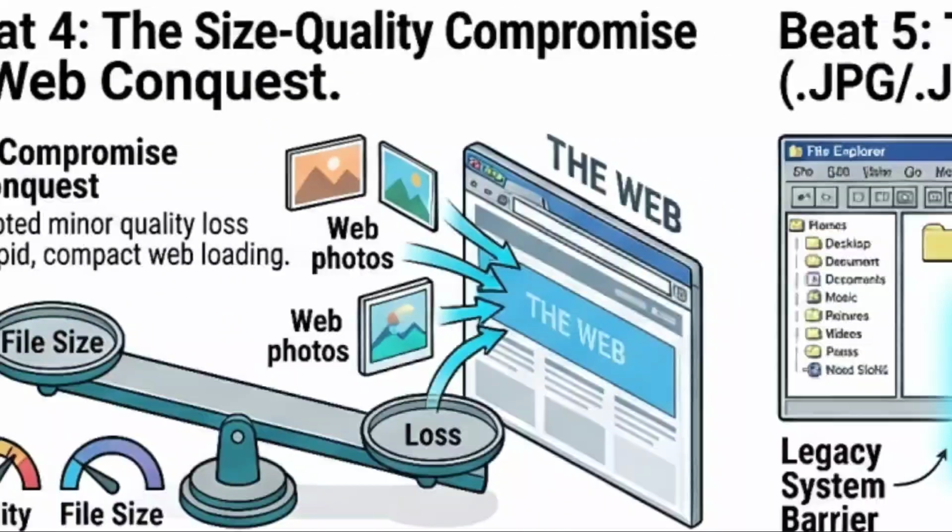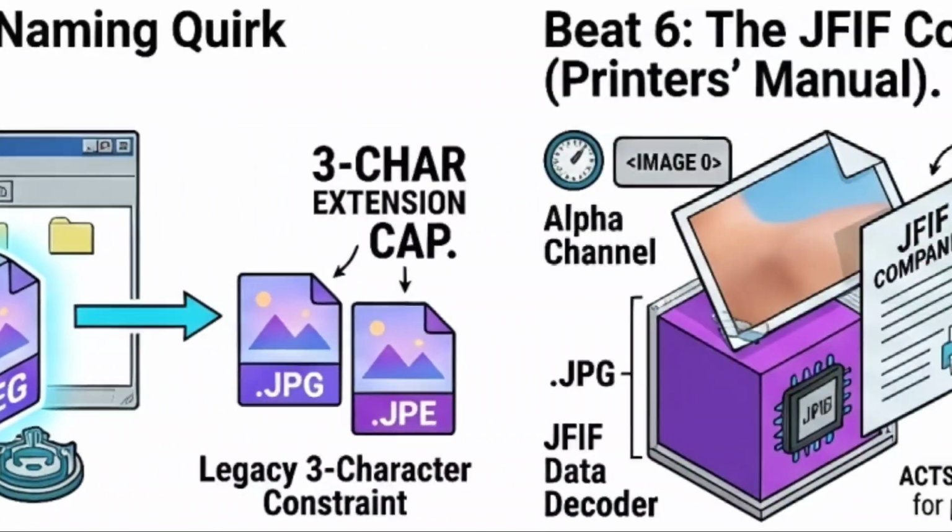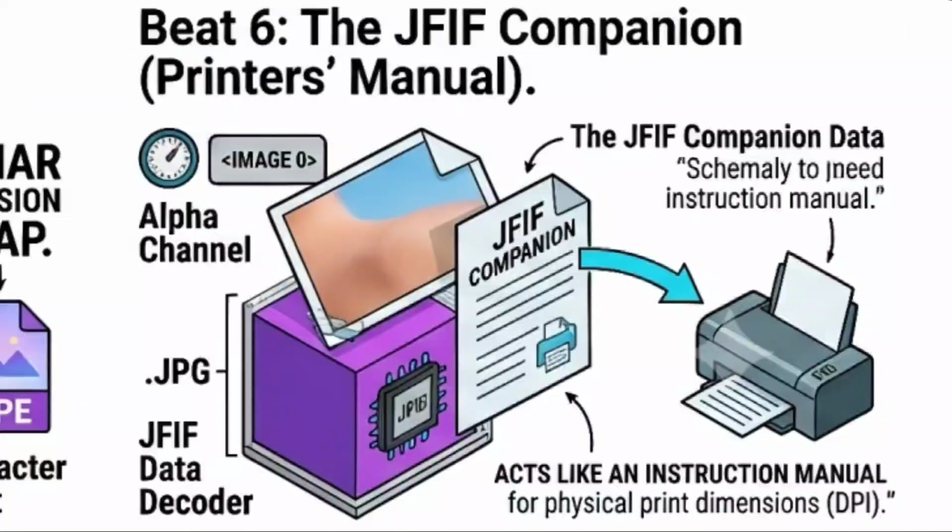The naming quirk. If you have seen it written as JPG or JPE, that is simply a legacy constraint from early computer file systems that capped extensions at 3 characters. The JFIF companion. To help printers know physical print dimensions, dots per inch, a companion format called JFIF is usually tagged onto JPEGs, acting like an instruction manual taped to the back of a photo. While screens mostly ignore it, the data is almost always there.